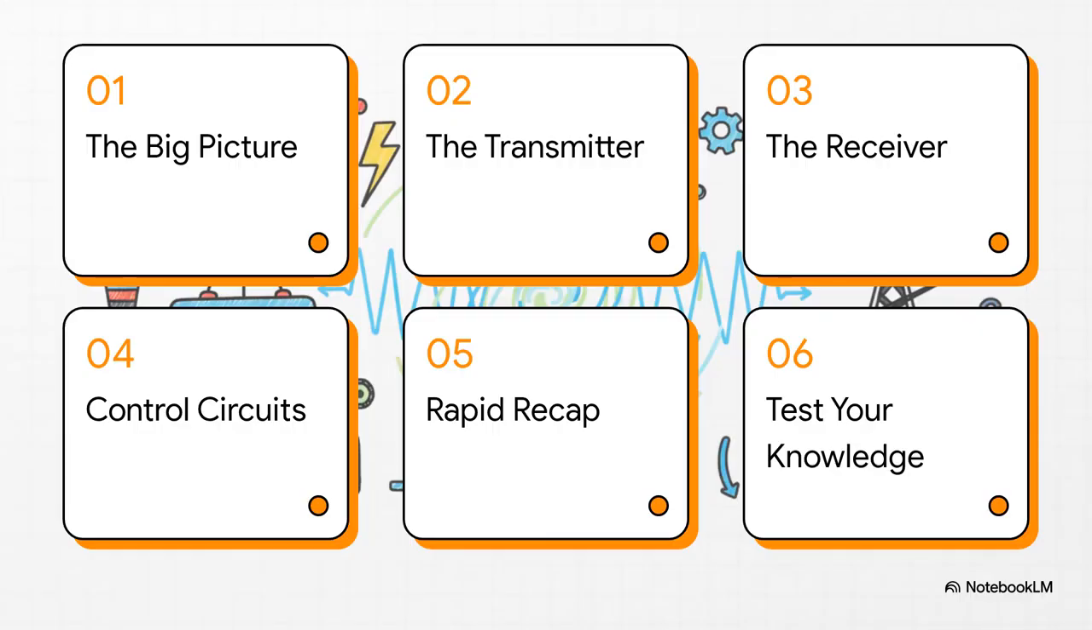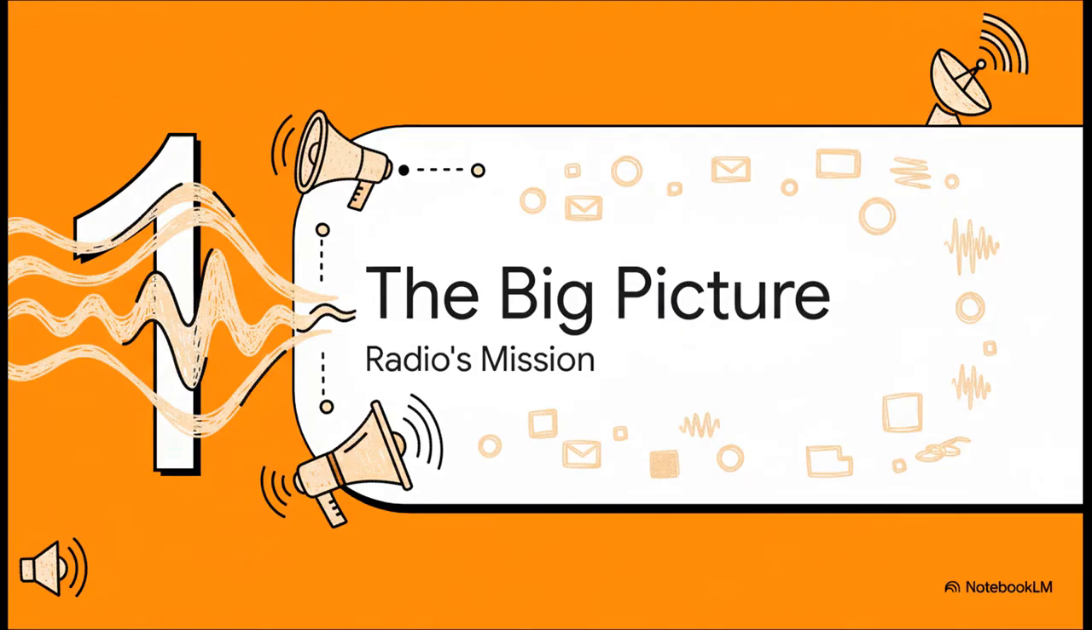All right, so here's our game plan. We're going to start with the big picture, the 30,000-foot view. Then we'll dive deep into part 1, the transmitter. After that, we'll tackle part 2, the receiver. We'll also look at some cool little circuits for fine-tuning, and then wrap it all up with a quick recap and a couple of questions to see what you've learned. Sound good? So let's get into the big picture.